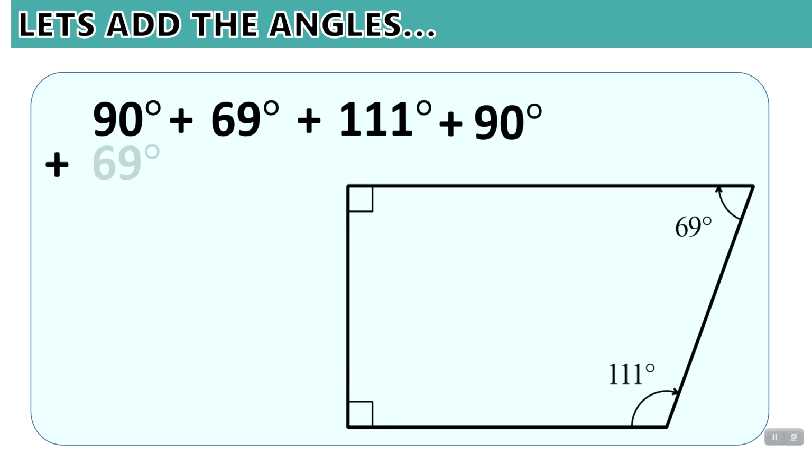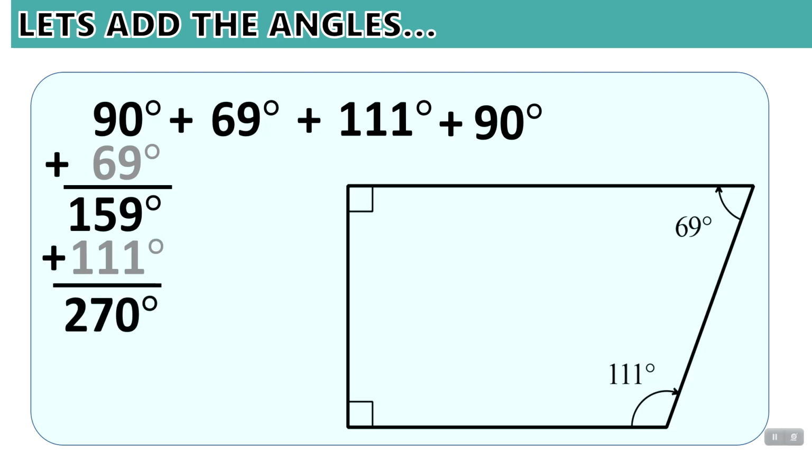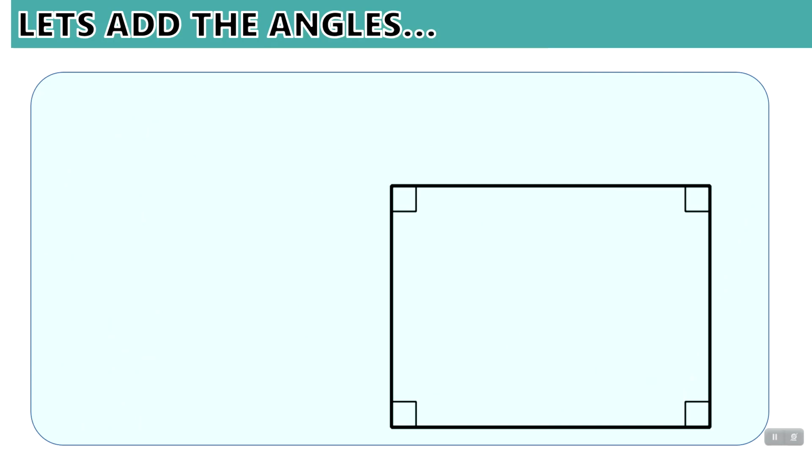So let's add them up. 90 plus 69 is 159, plus 111 gives us 270, plus 90. Again, this gives us 360 degrees. That makes two quadrilaterals now that when we added up all four angles, we got a total of 360 degrees. But just to be sure, let's check a third one.